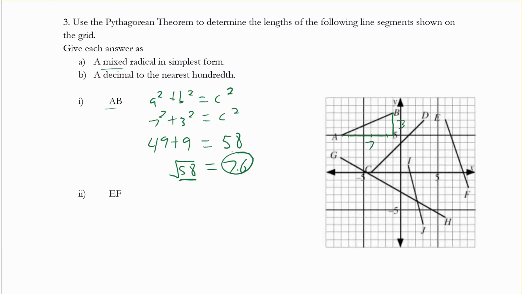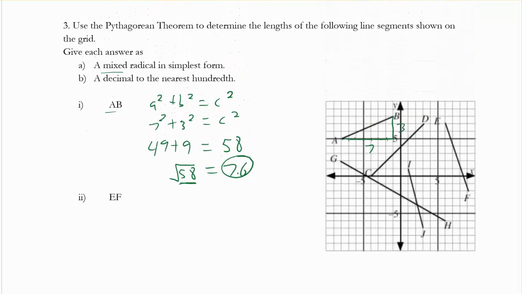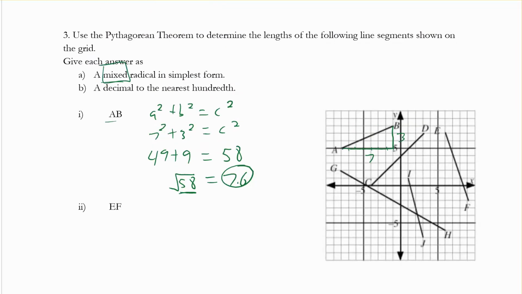Okay, I'll let you guys go ahead and do E and F too. So don't worry too much about the mixed radical thing. Just figure out what it is. Use Pythagorean theorem to find out what it is. Oh, and this said to the nearest hundredth, so that should have been 7.61, I guess.